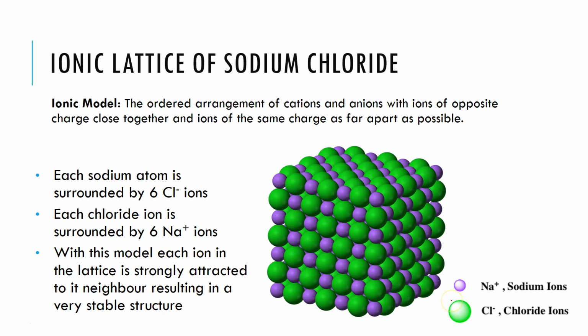Okay, so again, another three-dimensional structure here where we've got the sodium ions this time in purple and the chloride ions in green. So in this case, the electron transfer has already occurred. And in order to make sure that they're kept as far apart as possible, every sodium ion is going to be surrounded by 6 chloride ions. Every chloride is going to be surrounded by 6 sodium ions. And this can only happen if it arranges in a particular way. Each individual ion will be strongly attracted to its neighbor, which means we get a very strong structure. And this is our ionic bonding model.